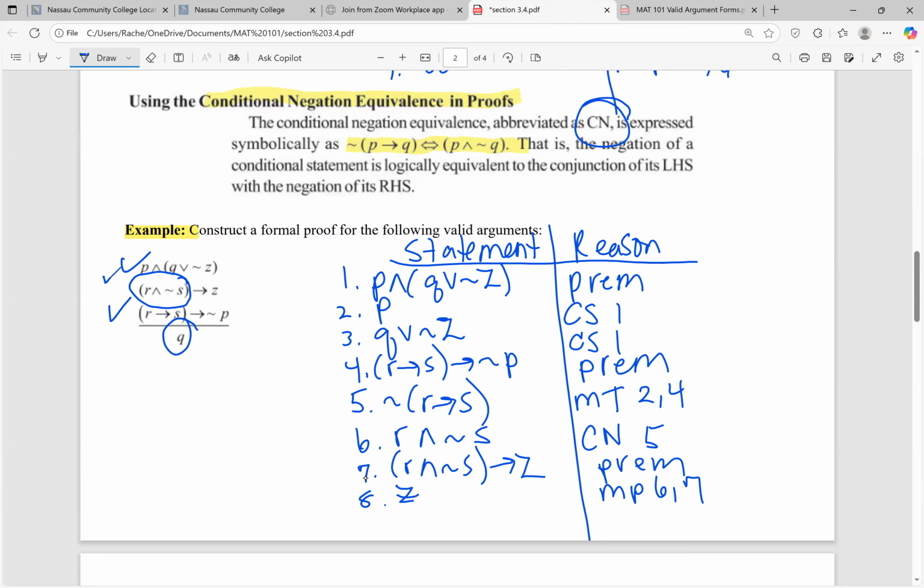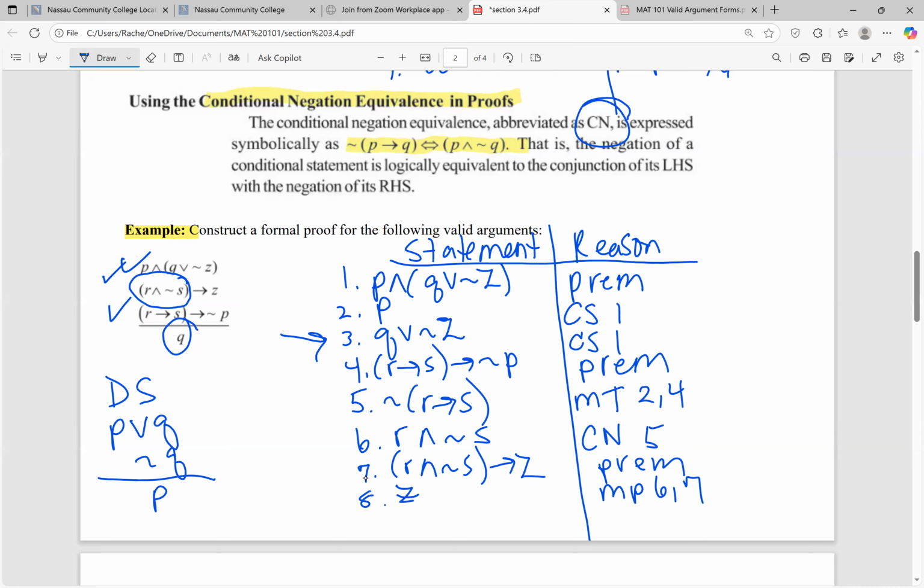And we ultimately need to get to our conclusion, which is Q. But as I'm scanning my statements, look at statement 3. We have Q or not Z. And then if I put that together with Z, remember the disjunctive syllogism: if we have P or Q and not Q, that's going to be P.